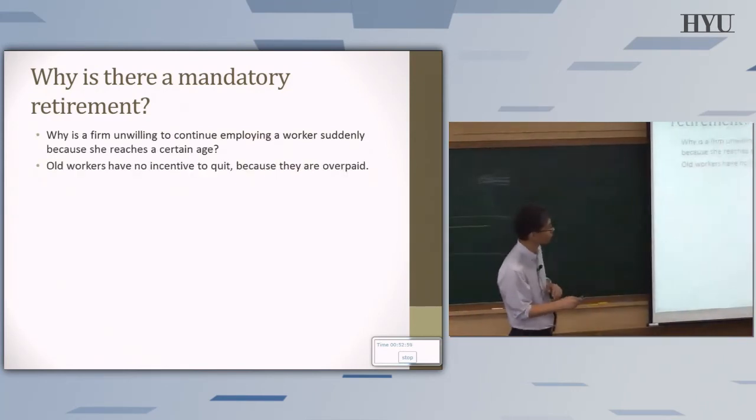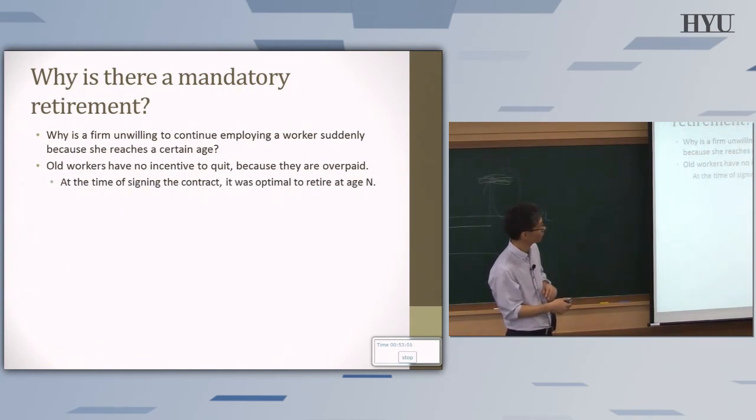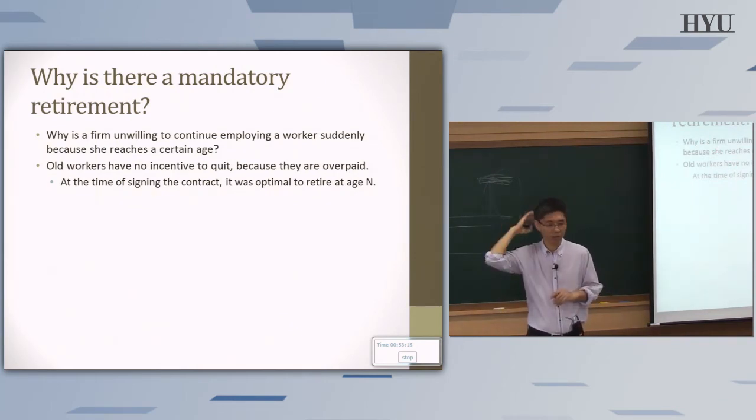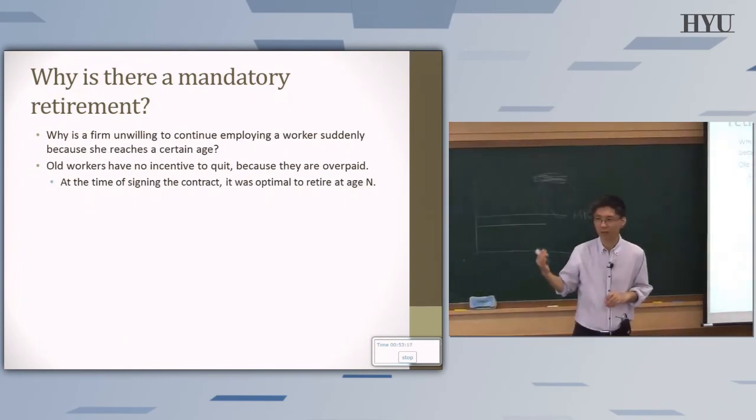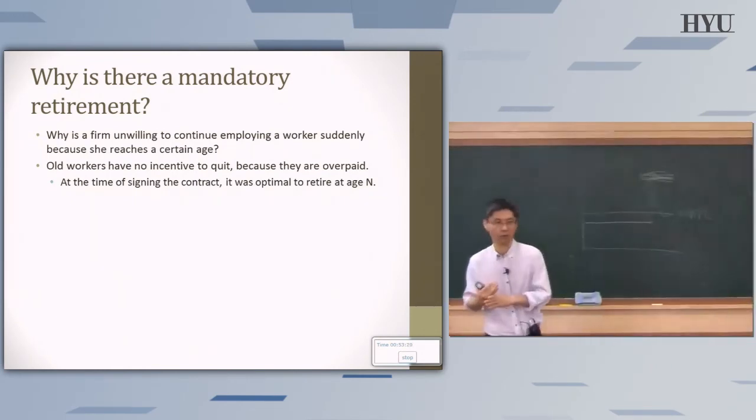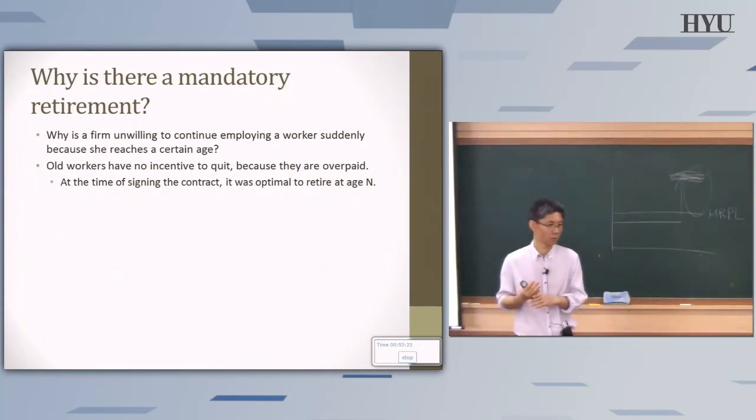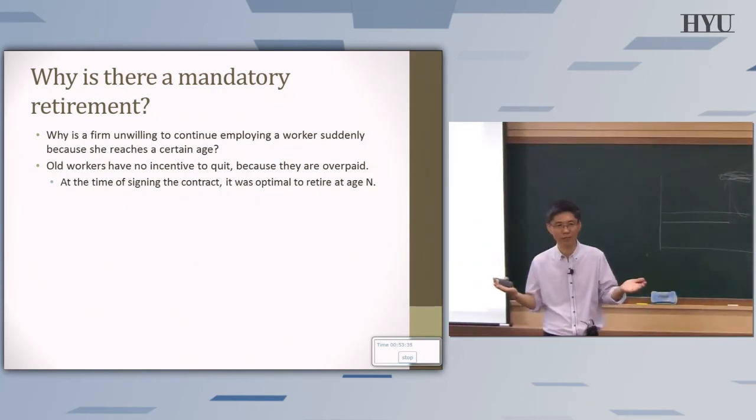So the thing is, okay, let's think about it. The thing is, they need to have a mandatory retirement age at the beginning of the contract. Why? If they set the retirement age as they go on, the workers, first, if you're old enough, you will get overpayment. You are getting more than what you're worth. You have no incentive to quit. Why do you want to quit? You are getting much more than what you are actually doing. Okay, so nobody wants to quit at that age.